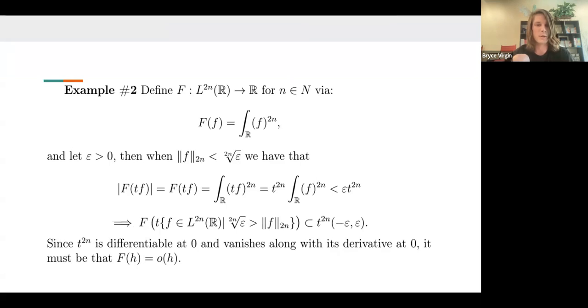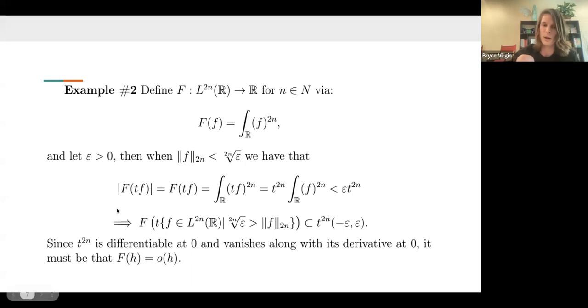Here's an example of a little o function: the functional defined on L2n that takes any function and sends it to 2n times its norm. This is clearly little o because given any epsilon neighborhood of the codomain, we can simply restrict f's norm to be less than the 2nth root of epsilon.